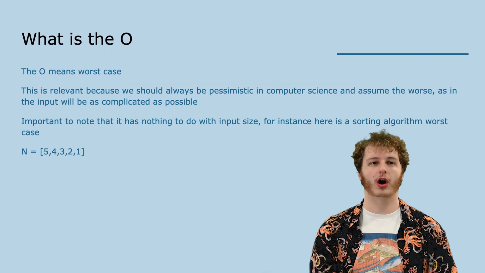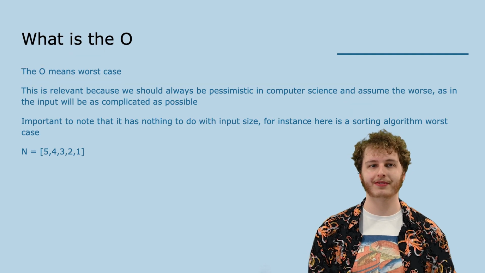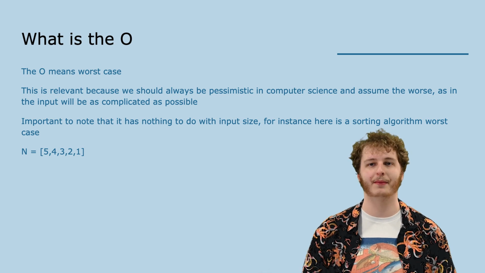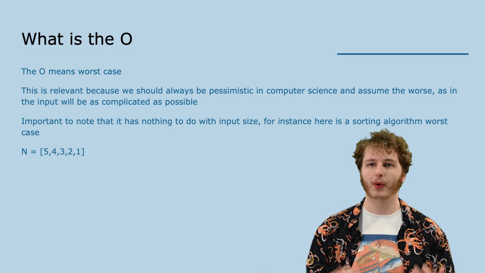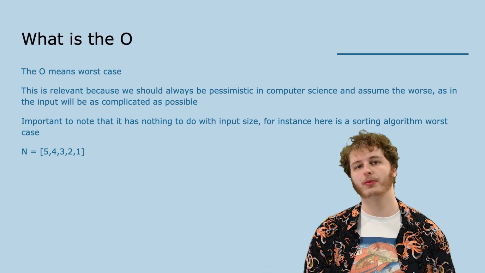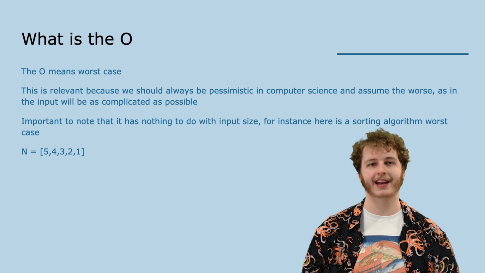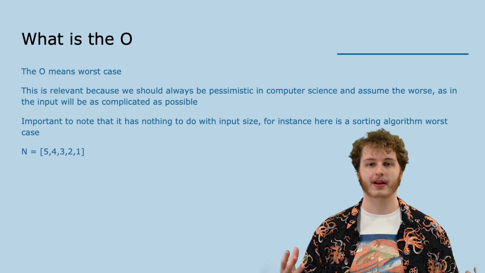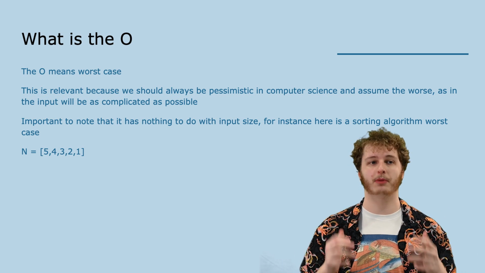So, as I said, O means worst case. Again, this is relevant because in computer science, we are pessimistic and we always assume the worst. So we always assume the input is going to be as complicated as possible. I remember talking to some of you when you were doing your last SAT about complicated versus size. If we're talking about a graph, that means that the graph is going to be as connected as possible.